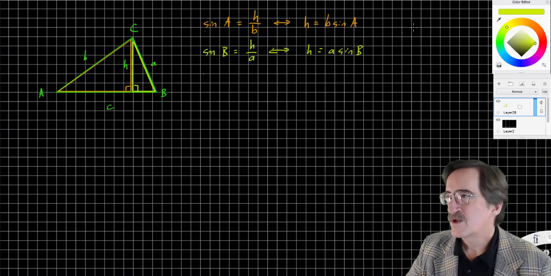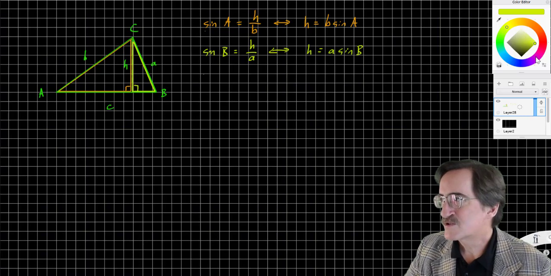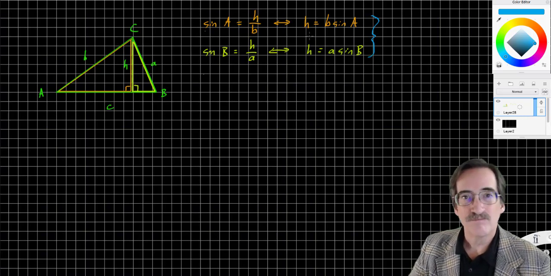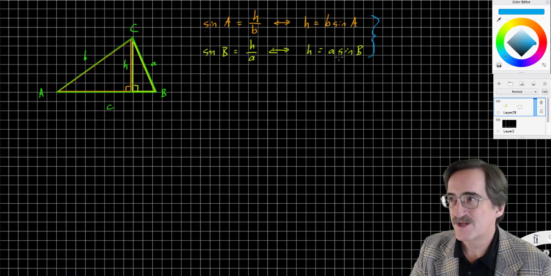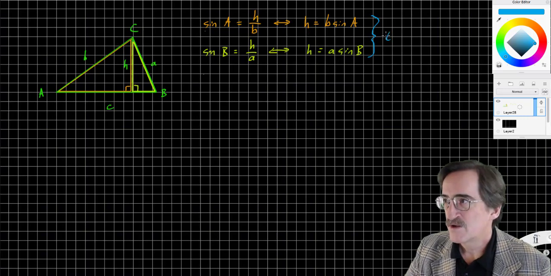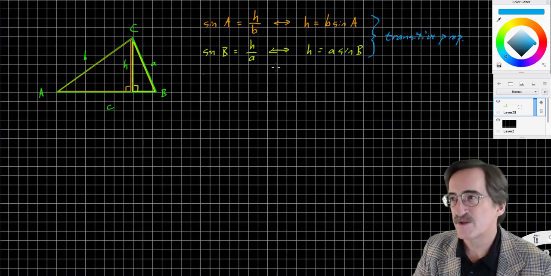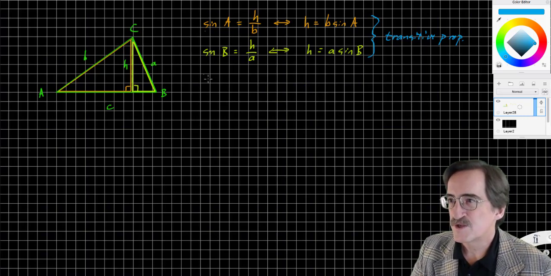Now I can put these two things together this way. B sine A is equal to H and A sine B is equal to H. By the transitive property, two things being equal to the same thing are equal to each other. So B sine A equals A sine B.